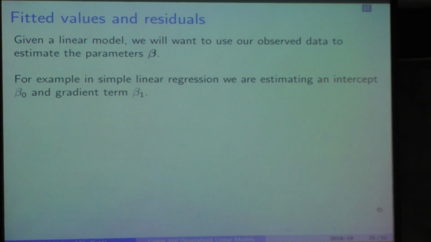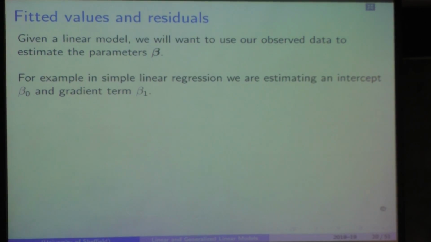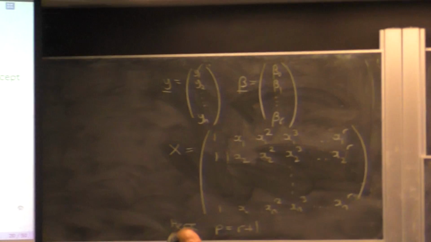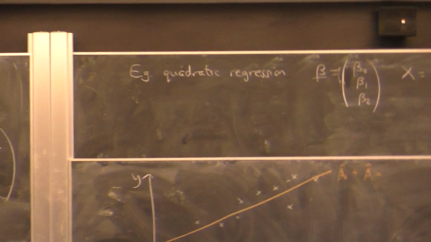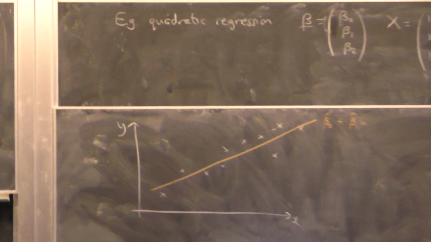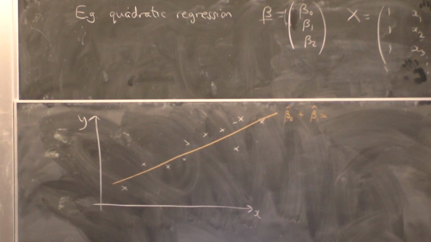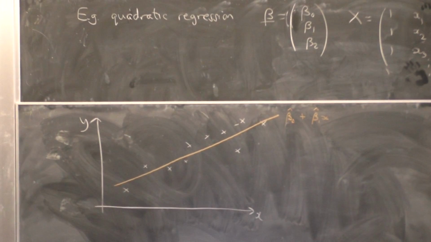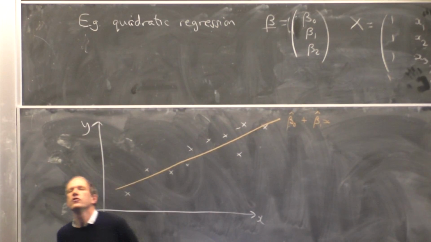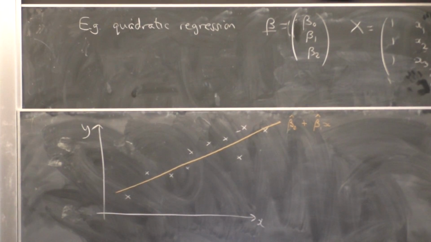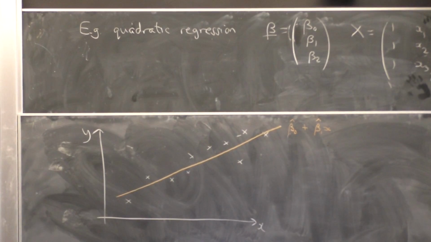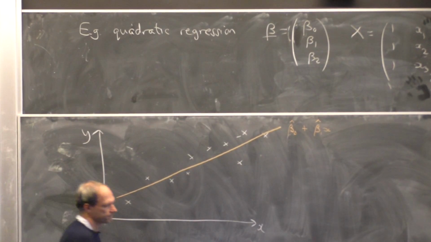And the hats here are going to refer to the fact that these are estimated values. So we have a model, we don't actually know beta 0 and beta 1. Beta 0 hat and beta 1 hat are going to be our best estimates of beta 0 and beta 1 given the data. So pretty much whenever you see a hat on a parameter in a statistics course, that's what it means. It's the estimate of the parameter in question.